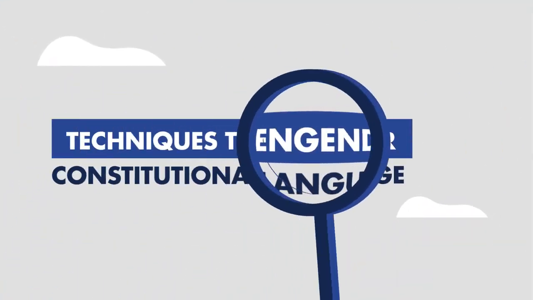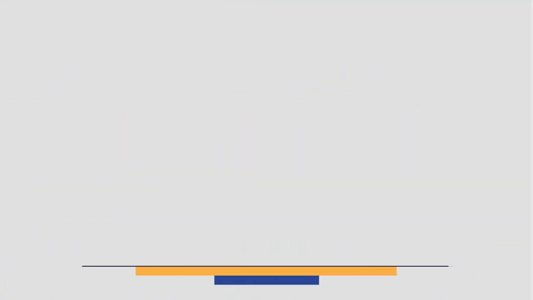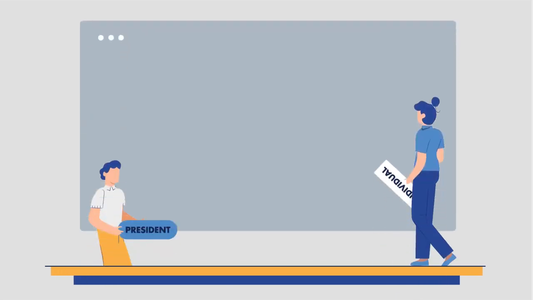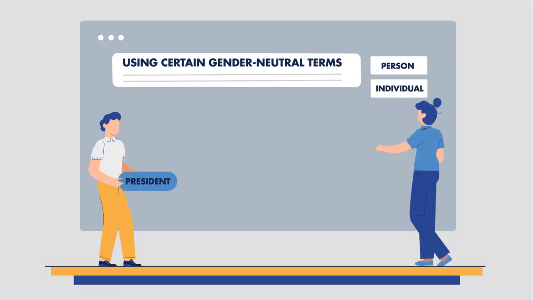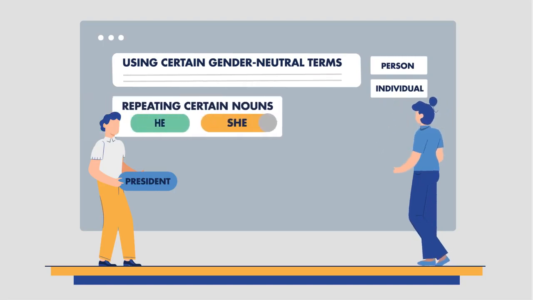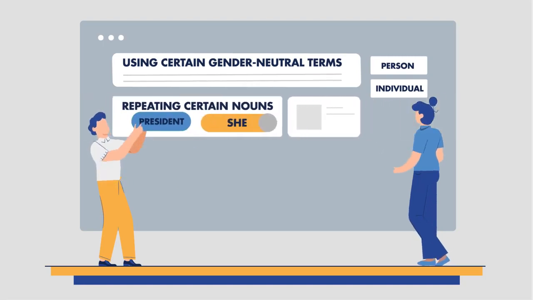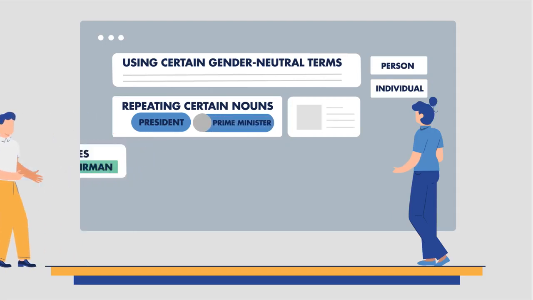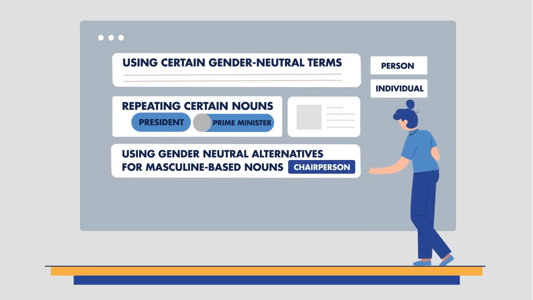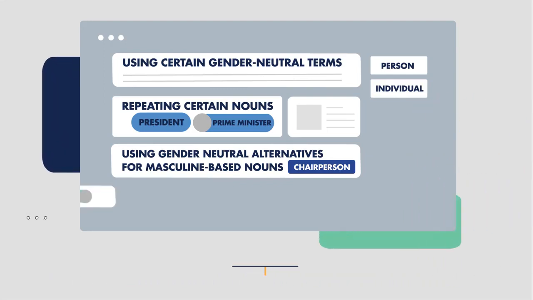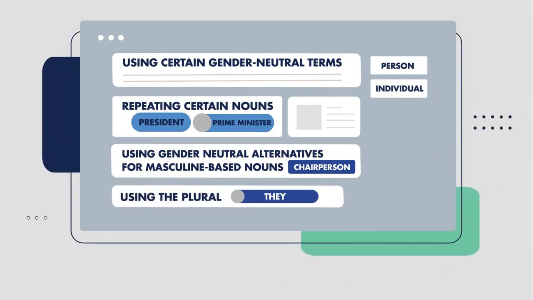Techniques to engender constitutional language. Drafters should avoid gender-specific terms by using certain gender-neutral terms such as person or individual, repeating certain nouns such as president or prime minister to avoid pronouns such as he or she, using gender-neutral alternatives for masculine-based nouns such as chairperson instead of chairman, using the plural they instead of the singular pronouns he and she.